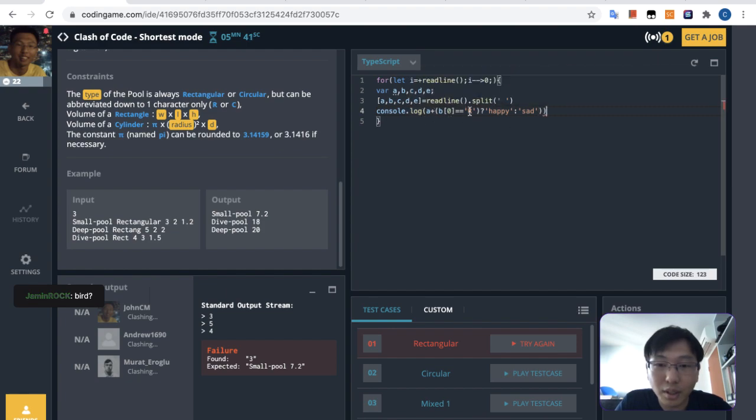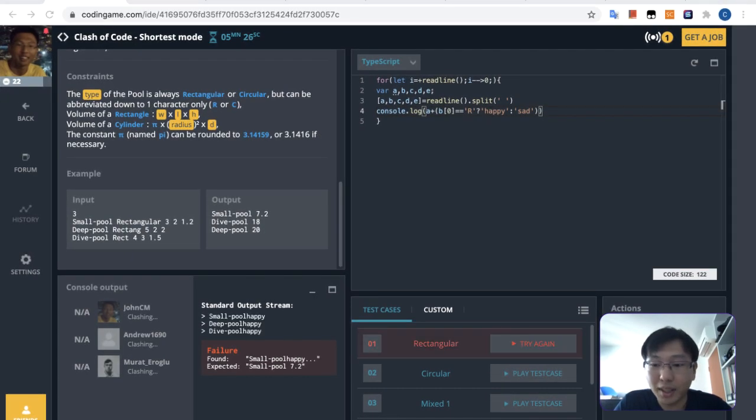Okay, maybe I will need the entire bracket here. Not sure whether this works, but yeah. But sorry, what do you mean by that? Oh, you see, it's happy, happy, happy. So all three are happy, so it means that it's working.